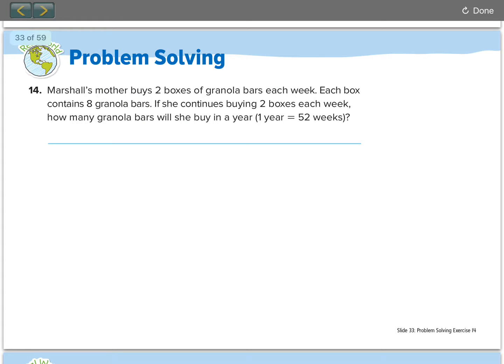Marshall's mother buys 2 boxes of granola bars each week. Each box contains 8 granola bars. If she continues buying 2 boxes each week, how many granola bars will she buy in a year? 1 year is 52 weeks.